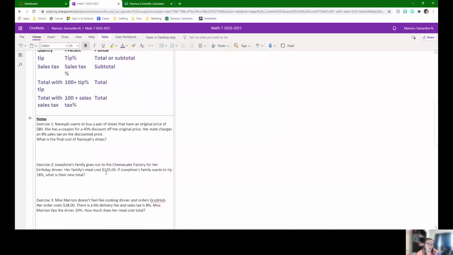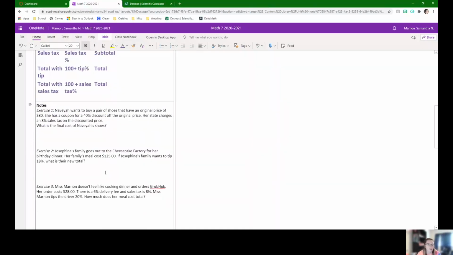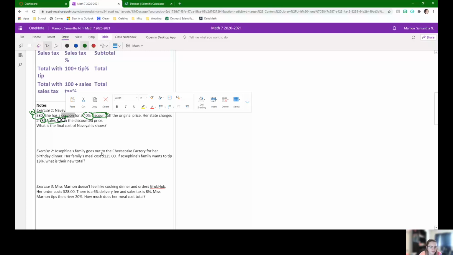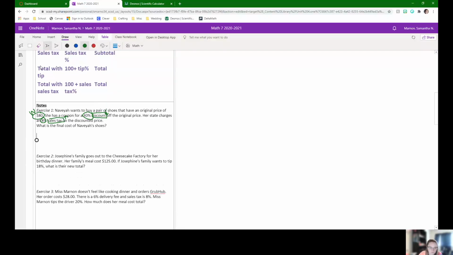So let's look at some exercises. Nevaeh wants to buy a pair of shoes that have an original price of $80. So the original is telling me it's a whole. We've done this a couple of times before. She has a coupon for a 40% discount off. So discount means it's going to be going down. Her state charges an 8% sales tax. Sales tax means the price is going to go up on the discounted price. So what is the final cost of Nevaeh's shoes?